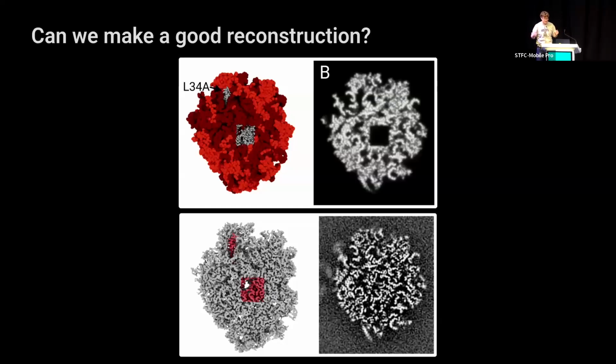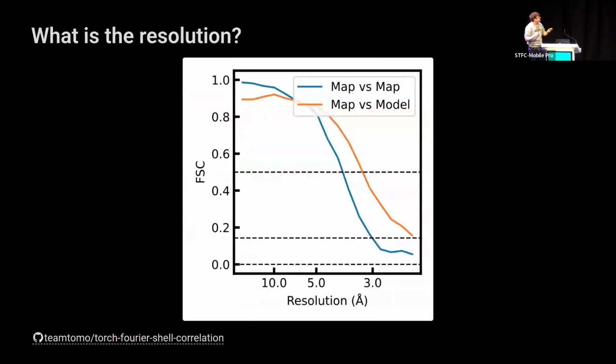And everybody wants to see the FSC curve. So I went ahead and calculated the FSC curve only in that central area. Basically, I cut out the map in this area. And here it is. If you look at the map versus map, it goes through the magic value at around 3.1 angstrom. And the map versus model is at around 3.2 angstrom, which sounds great, fantastic.